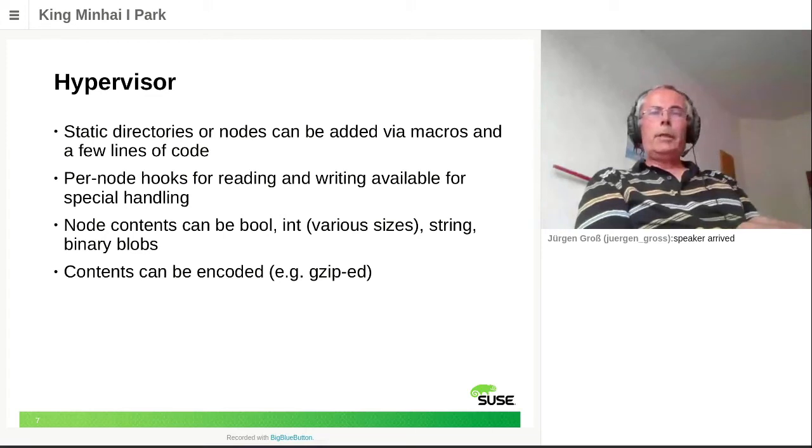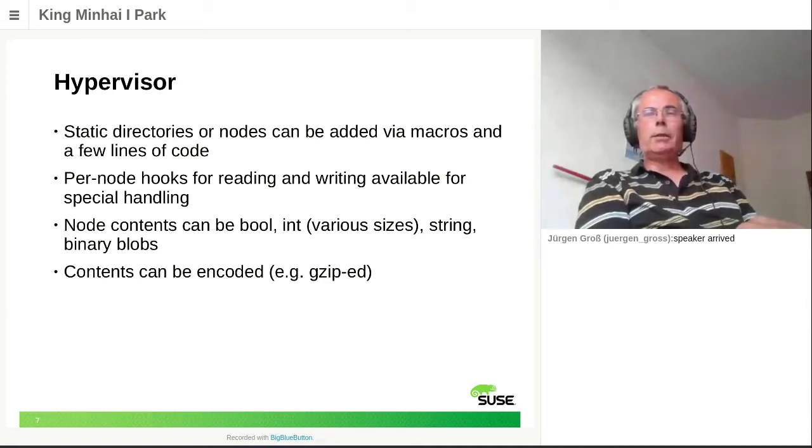The contents can be encoded, for example, gzipped. This is, for example, used for the config file. So like in the kernel, you have proc config.gz. For the hypervisor file system, as the encoding is saved in the node as well, the library can decode it for you. So you don't have to worry about having to pipe it through gzip, but you can just print it via the xen-hyperfs cat subcommand.